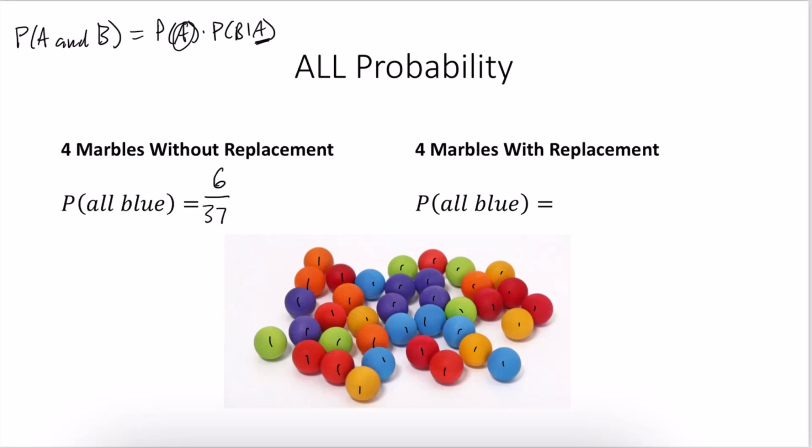Then the probability that the second marble is blue depends on whether or not I'm replacing the marbles. So for this first one, let's assume that I don't put the marble back into this pile.